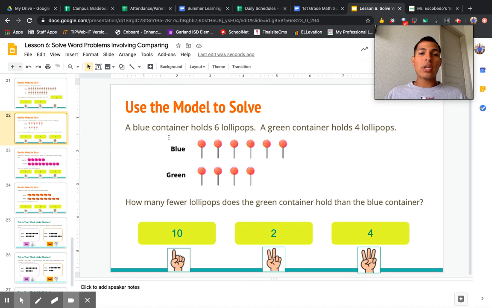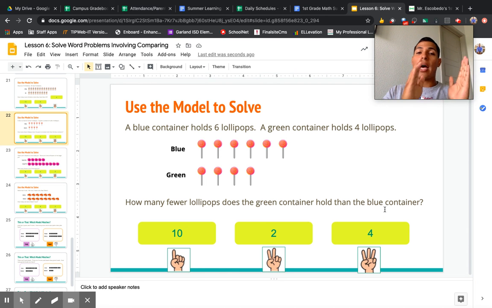A blue container holds 6 lollipops. A green container holds 4 lollipops. How many fewer lollipops does a green container hold than the blue container? So first thing, we're comparing again, right? It wants us to find out how many fewer lollipops the green container holds than the blue container.